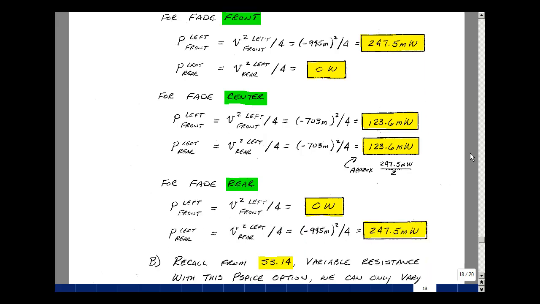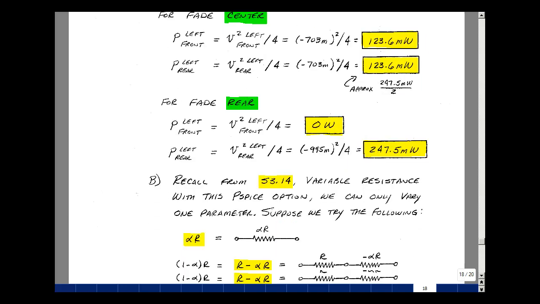We had a voltage gain for the left front speaker of 0, so nothing there. And then the left rear speaker had a gain of 0.995. So again, times 1, squaring that, divide by 4. And again, we get the 247.5 milliwatts, all going to the rear speaker. What I want to show you is what happens in between.